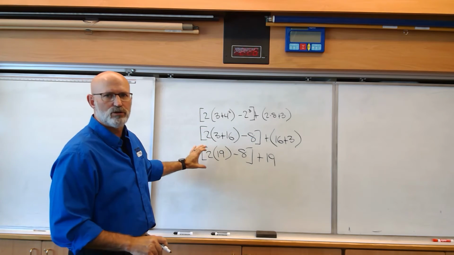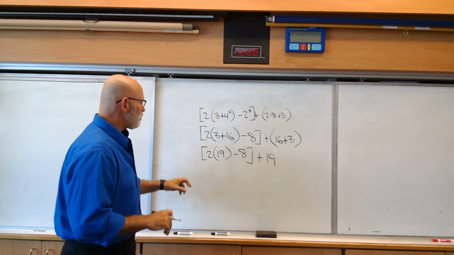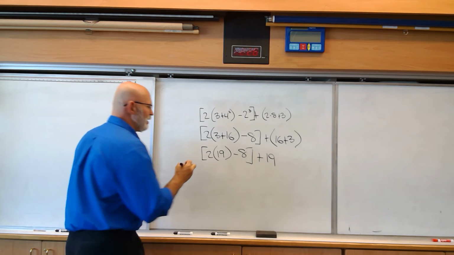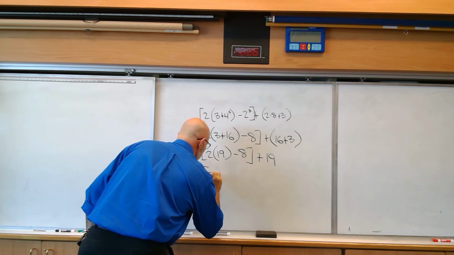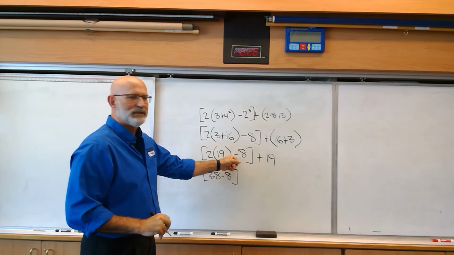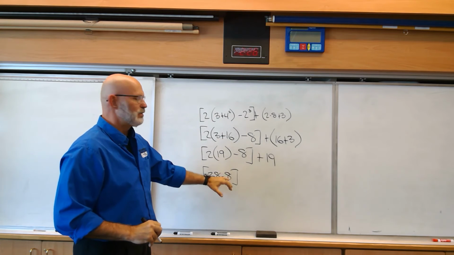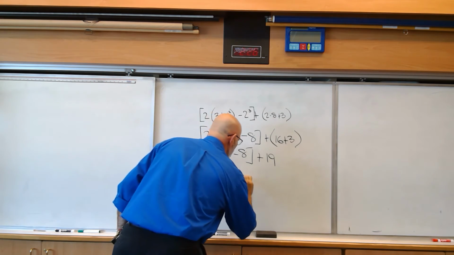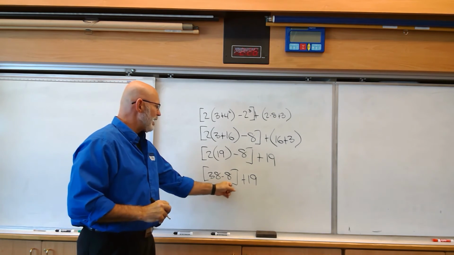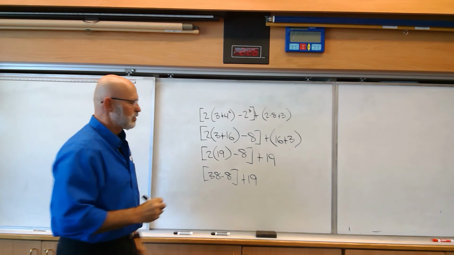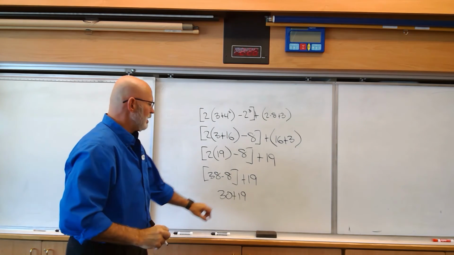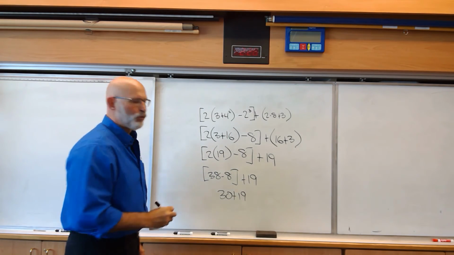Now you can see I'm getting closer to my answer. So now I'm going to multiply these first. So 2 times 19 is 38. So we're going to do 38 minus 8. Okay, we're still in the brackets. I can go ahead and just drop the parentheses now because we've already done all the parentheses, so I'm just going to drop them. Plus 19. Now I'm going to do the brackets here. So 38 minus 8 is going to give me 30 plus 19, and then 30 plus 19 is going to give me 49.